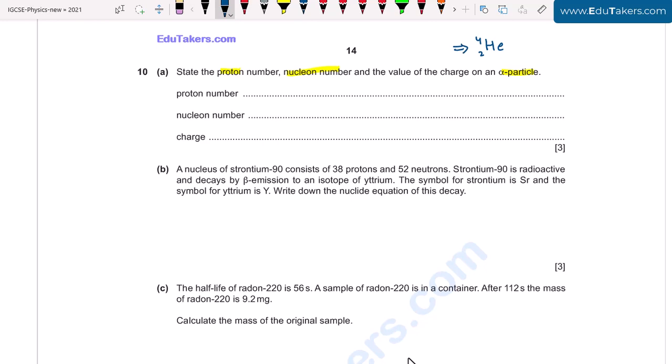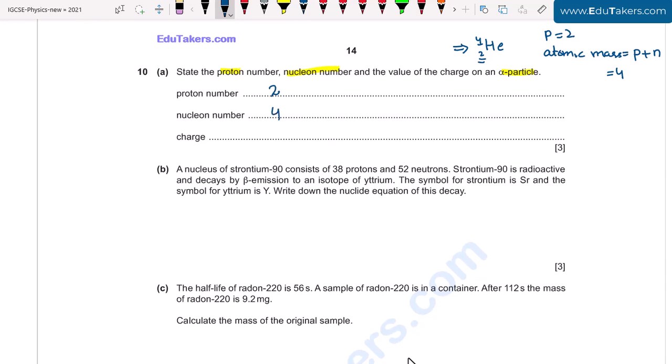So number of proton, basically this is the atomic number of helium. So here number of protons are 2 and the nucleon number is the sum of number of protons and neutrons, and this 4 represents the atomic mass, which is the sum of proton number and neutron number, and it is equal to 4. So the nucleon number is also equal to 4. I write here proton number is equal to 2 and nucleon number is equal to 4.